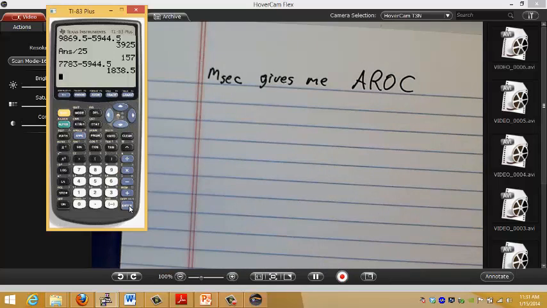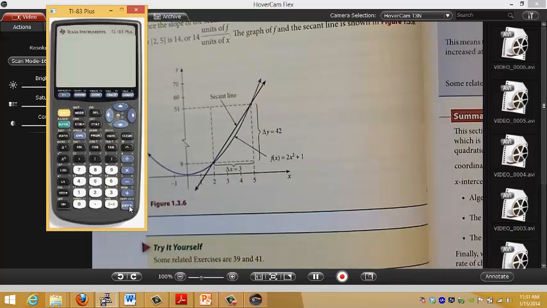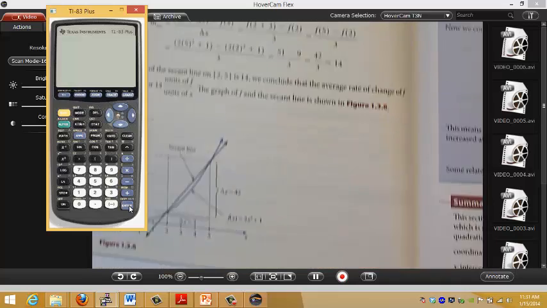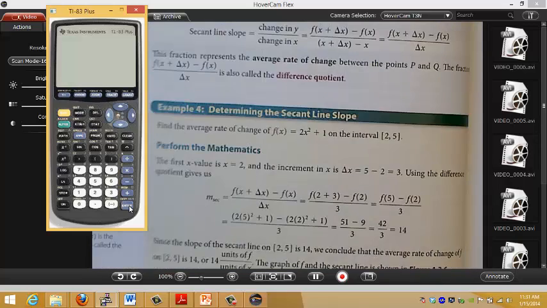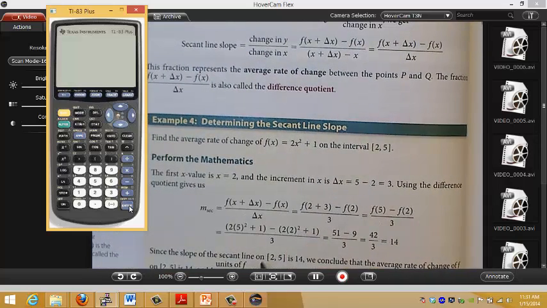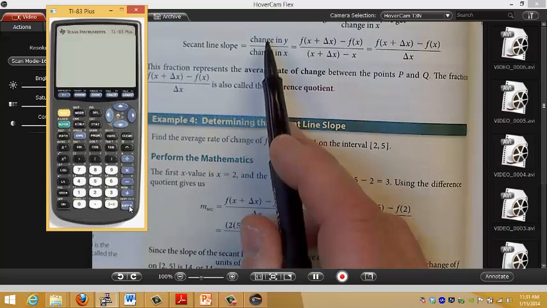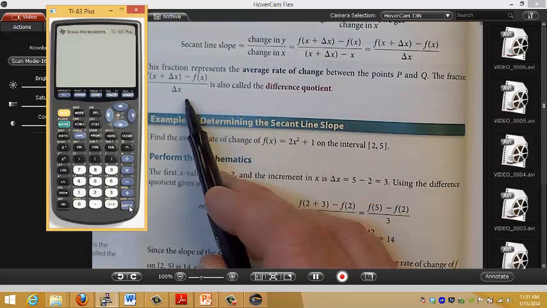Oh, one last question was, what about the formula in the book? Can you give me that formula one more time? Where'd you find it? Page 42, there it is. I saw it here, this thing right here. The difference quotient. It's right there, guys.